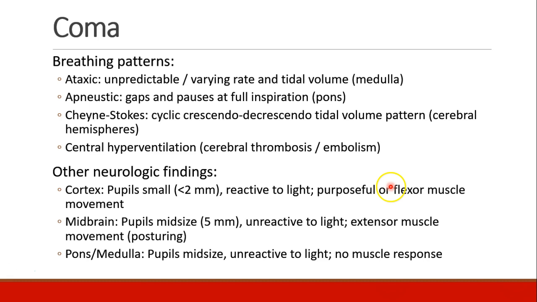Other findings in coma patients may include injury to the cortex leading to small pupils that are reactive to light, and purposeful or flexor muscle movement. Injury to the midbrain would show mid-sized pupils that are unreactive to light and more of an extensor movement, what we call posturing. And injury to the pons or medulla would show mid-sized pupils that are unreactive to light and no muscle response at all. Again, these can help determine the severity and the localization of an injury.